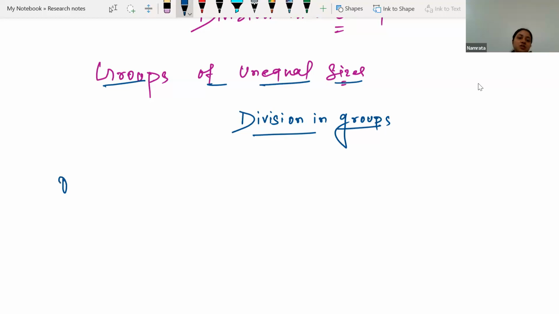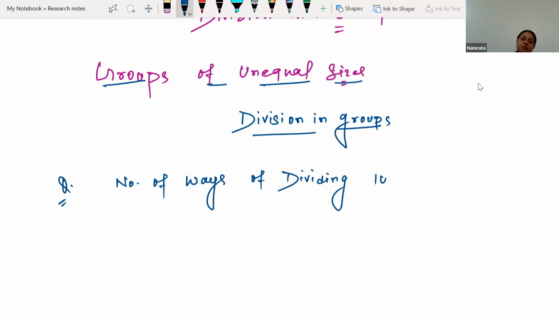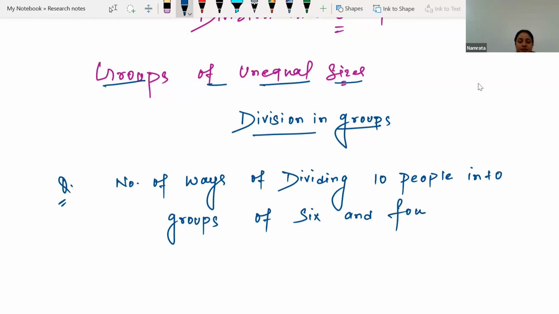So suppose the question is: number of ways of dividing 10 people into groups of 6 and 4. If we are going to divide 10 people into a group of 6 people at first and then 4 people, we can do it like this.